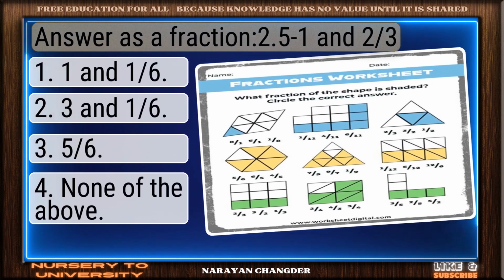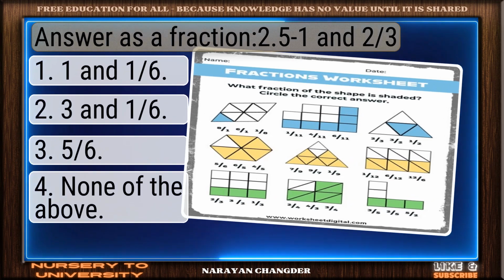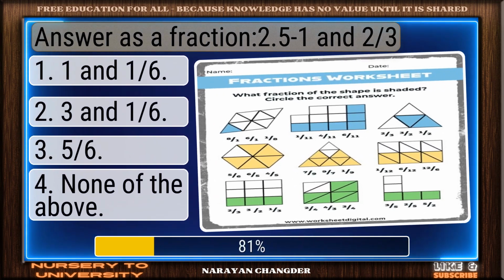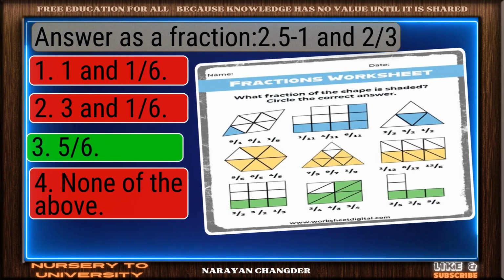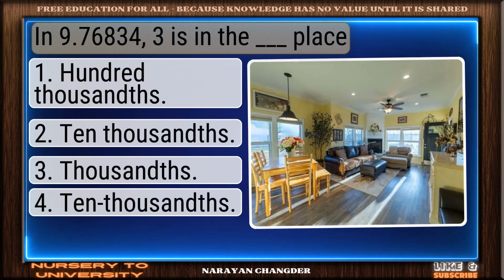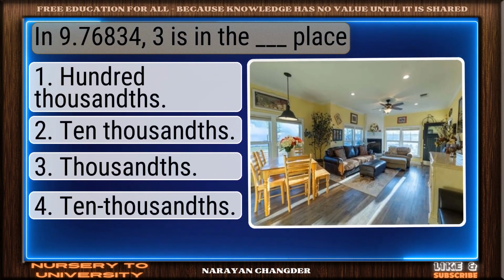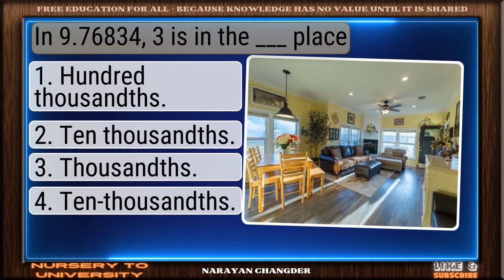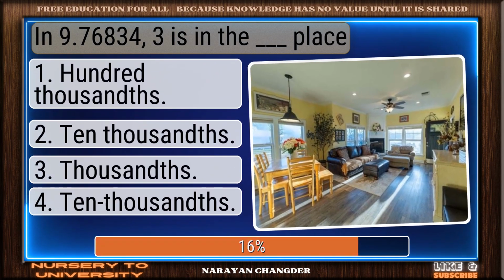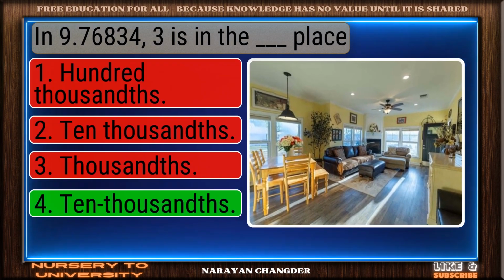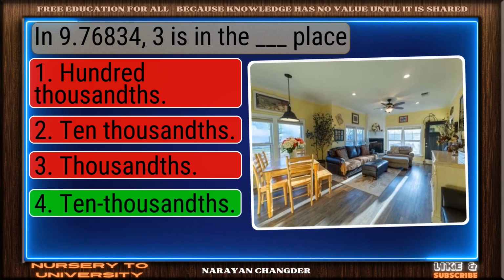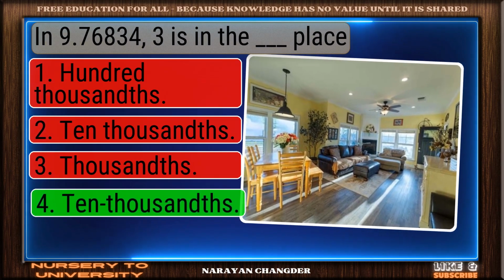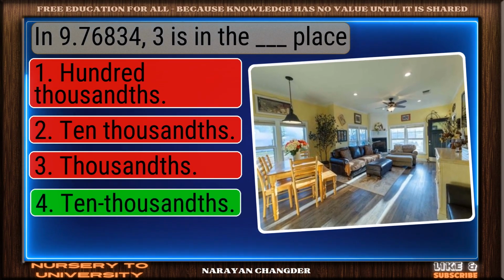Question number 61. Answer as a fraction: 2.51 and 2/3. Smart pick. 5/6 is the correct choice. Question number 62. In 9.76834, 3 is in the dash place. Nice selection. Ten-thousandths is the correct and valid answer.